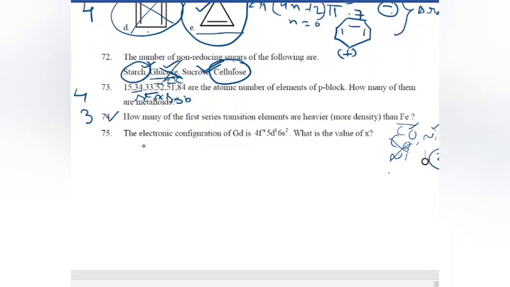The last one, the final one, is the electronic configuration of gadolinium, and we know it has a half-filled f orbital, so 4f7. They are asking for x only, so x must be 7 for gadolinium, with the configuration 4f7, 5d1, and then 6s2, right?